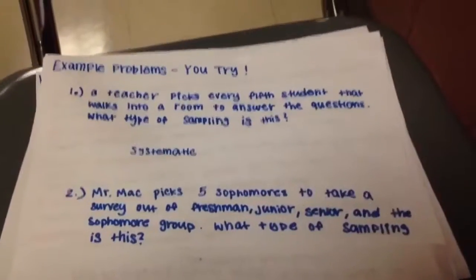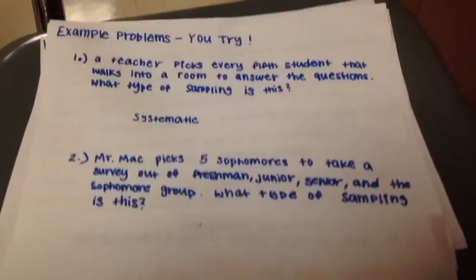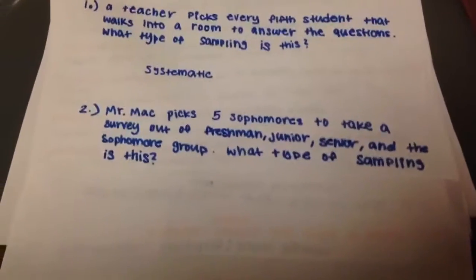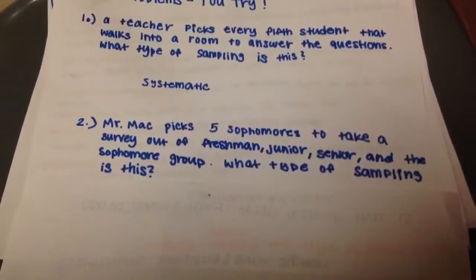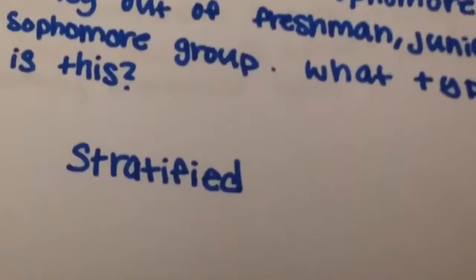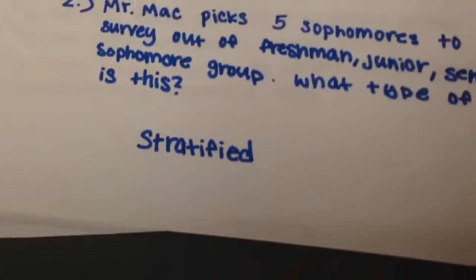Mr. Mack picks 5 sophomores to take a survey out of freshman, junior, senior, and the sophomore group. What type of sampling is this? This is stratified because he picks certain students from the sophomore group out of different groups.